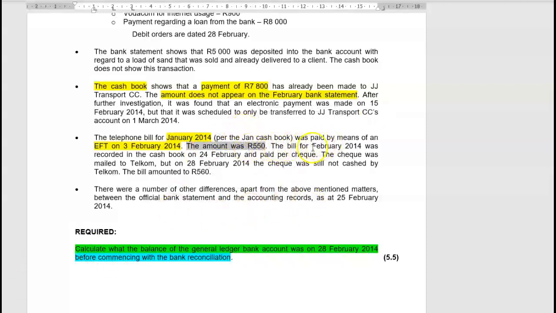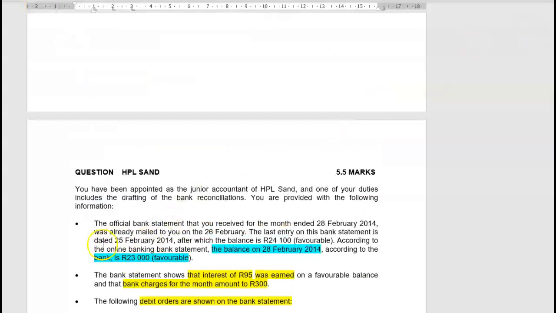The bill for February, however, was recorded in the cash book on 24th February and paid per check. So now a check takes its time. When will a check go through my bank account? When the third party presents the check for payment at the bank. So at 28th February, the check was still not cashed by Telkom. So we have already recorded that check in our cash book, but it hasn't gone through our bank statement.